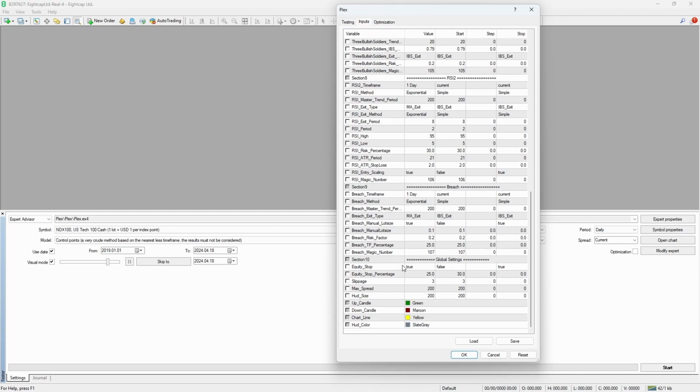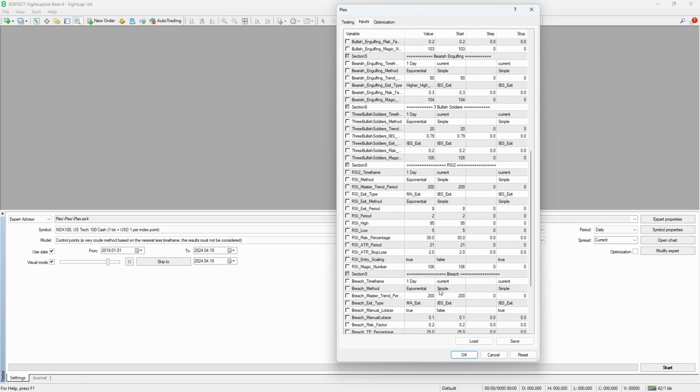We still have the equity stop on, so if the market drops below 25%, it would close the trade. It will close all open trades actually, right? And the slippage is still 3, right? We have a max spread of 200.